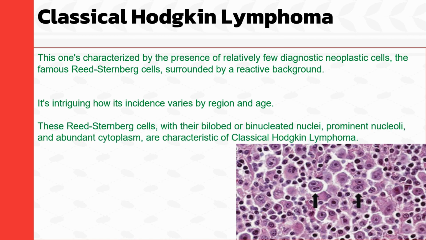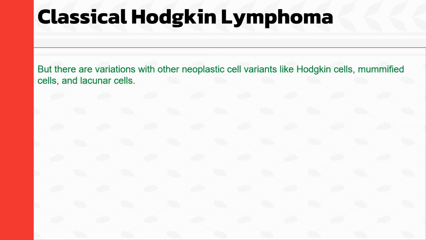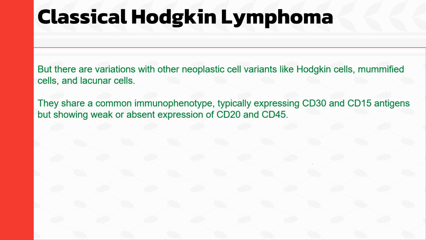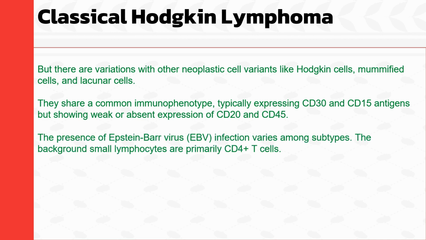These Reed-Sternberg cells, with their bilobed or binucleate nuclei, prominent nucleoli, and abundant cytoplasm, are characteristic of classical Hodgkin lymphoma. But there are variations with other neoplastic cell variants like Hodgkin cells, mummified cells, and lacunar cells. They share a common immunophenotype, typically expressing CD30 and CD15 antigens but showing weak or absent expression of CD20 and CD45. The presence of Epstein-Barr virus, EBV, infection varies among subtypes. The background small lymphocytes are primarily CD4 plus T cells.